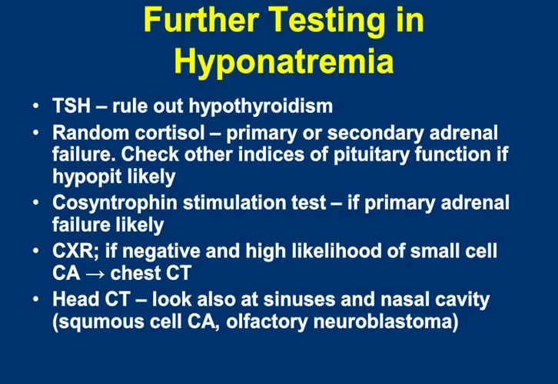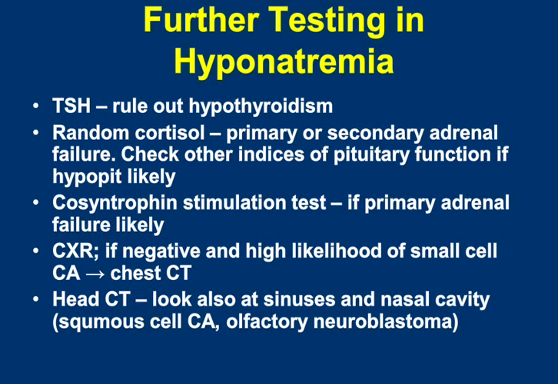Some of the further testing, you need a TSH to rule out hypothyroidism. I always check a random cortisol to look for primary or secondary adrenal failure. It may be appropriate in some settings to do a cosyntropin stimulation test if we think primary adrenal failure is likely. A chest X-ray is very important in smokers in particular, looking for a small cell lung CA.